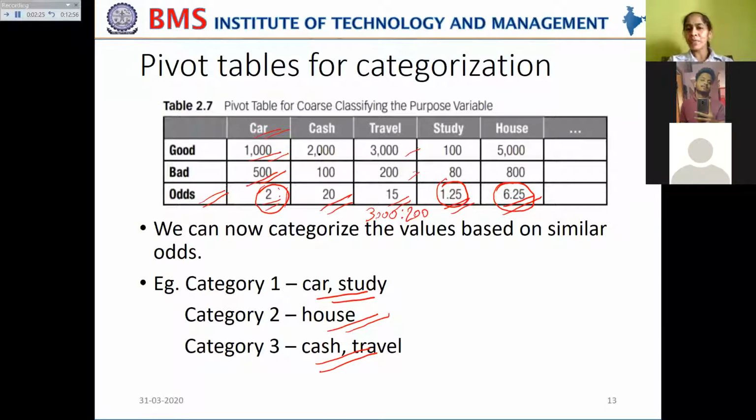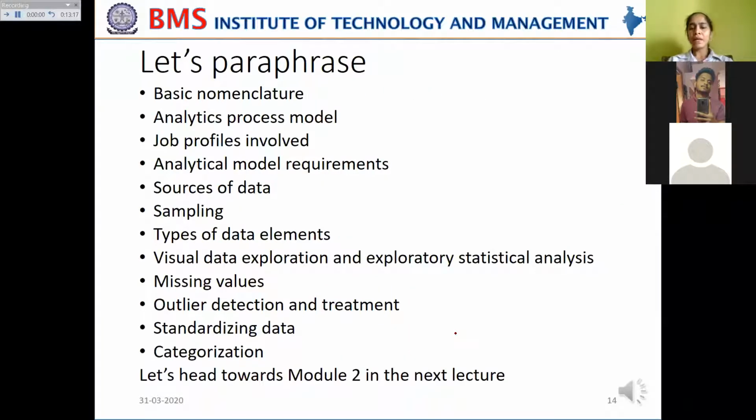Out of these many categories under purpose of a loan, we have created 3 categories by taking feasible ranges which are having similar type of odds. That is how we create pivot tables which help us to perform better categorization of the data. This is how we complete this chapter.